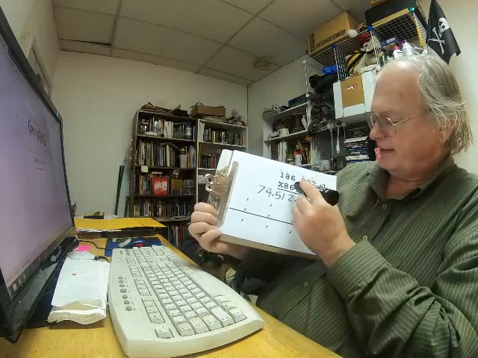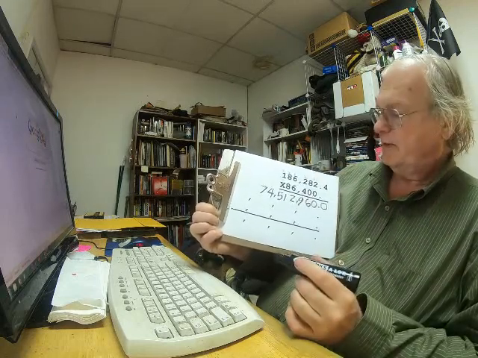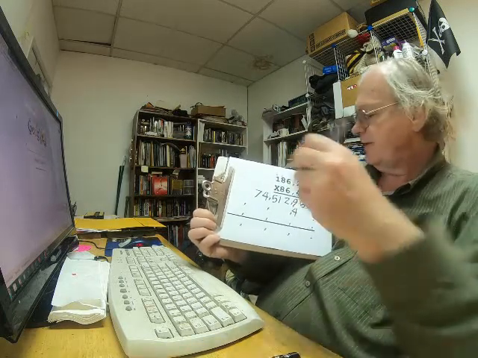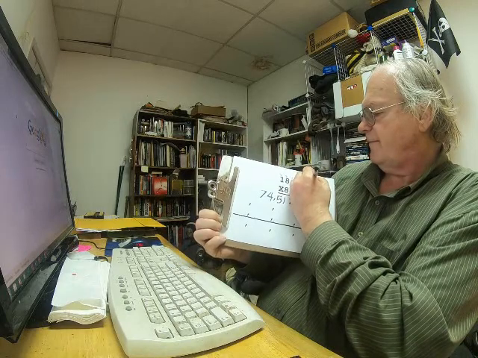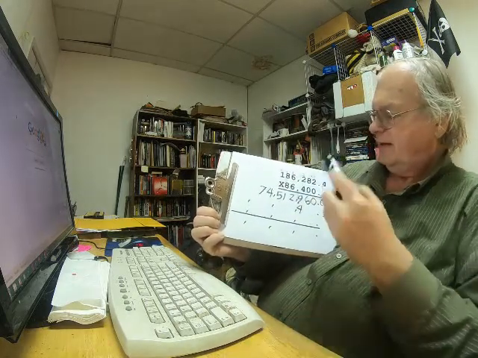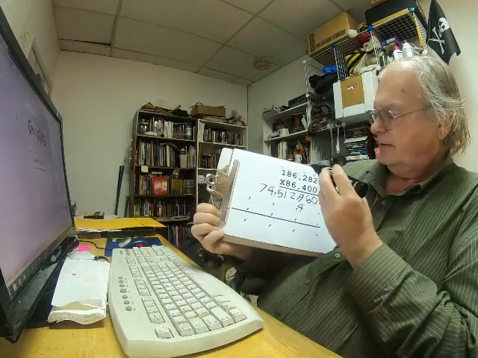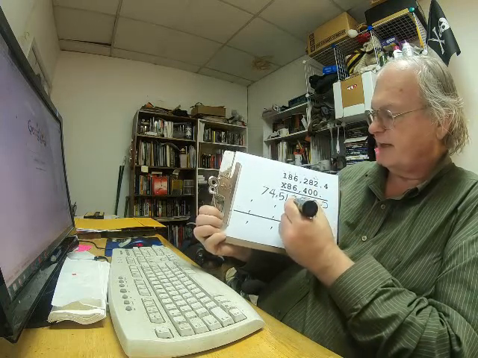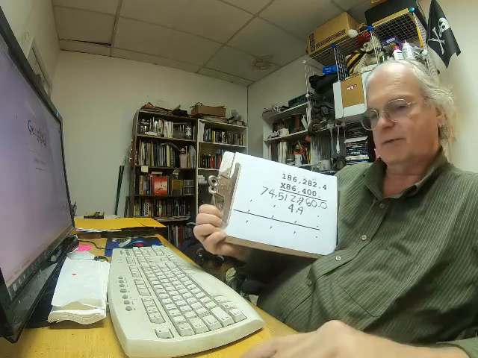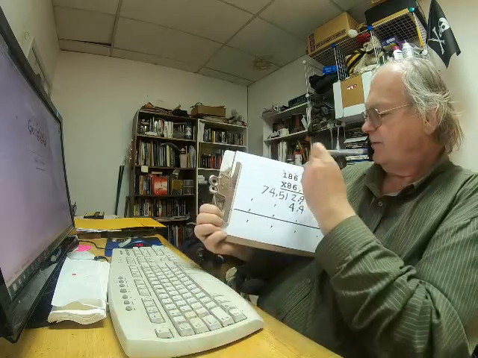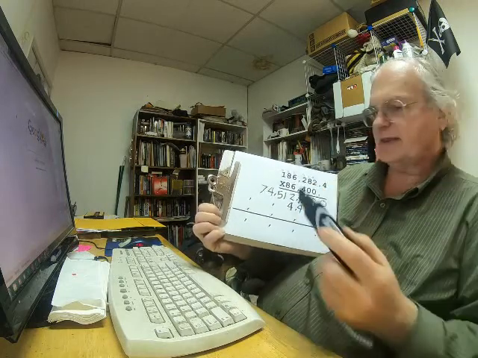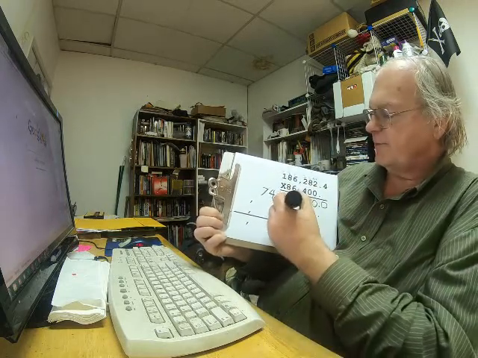4 times 6 is 24. We put the 4 here. And we carry a 2 here. We're done with this 1. 2 times 6 is 12, plus the 2 is 14. Put the 4 there. And we carry the 1 over this 8 for the first time. 8 times 6 is 48, plus the 1 is 49.